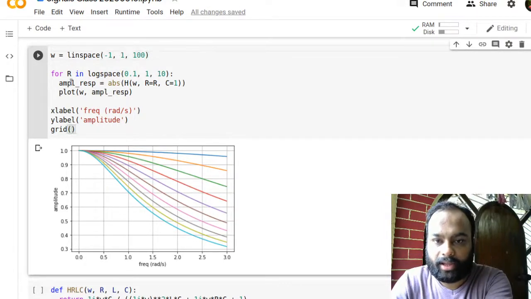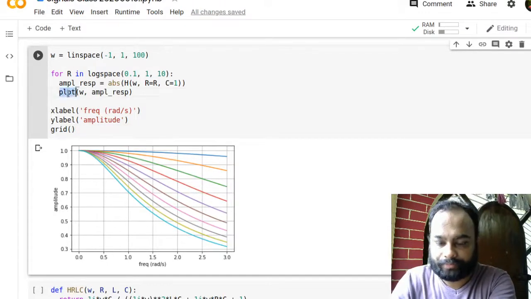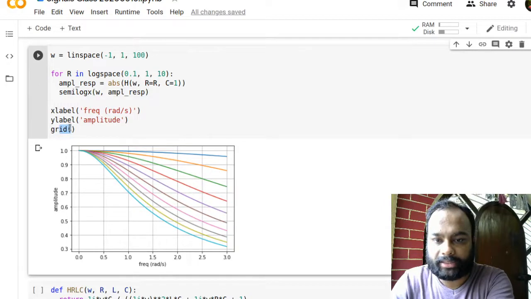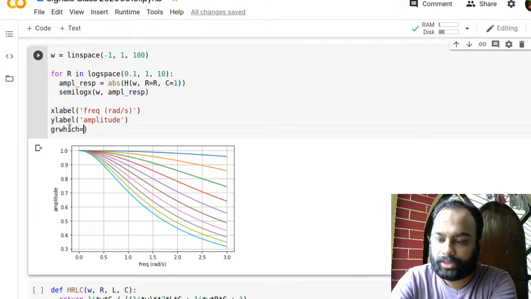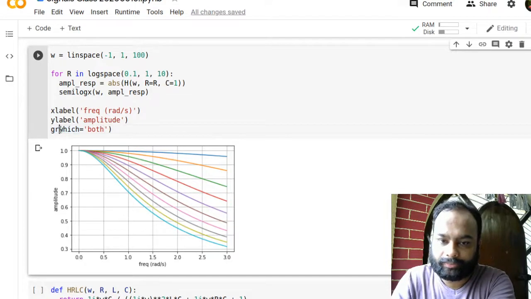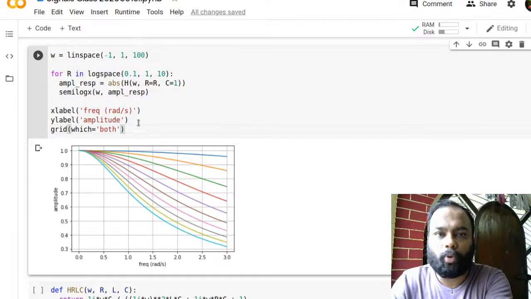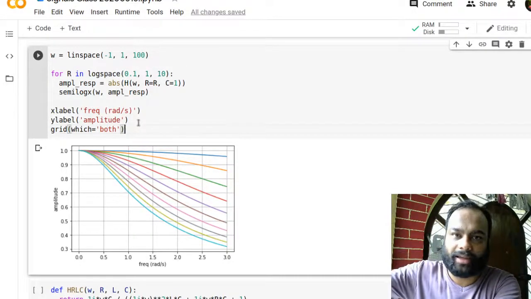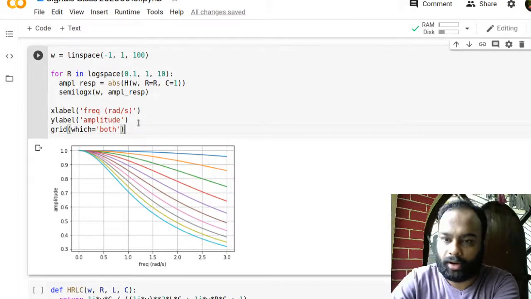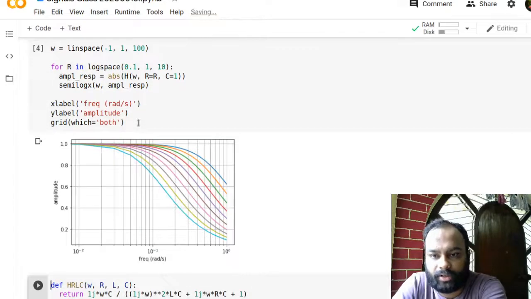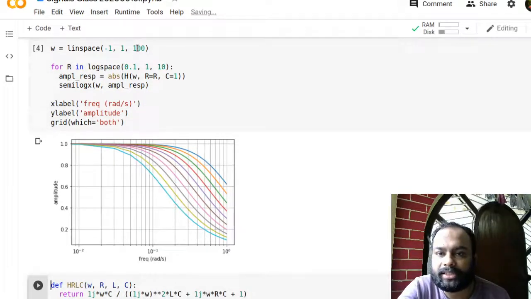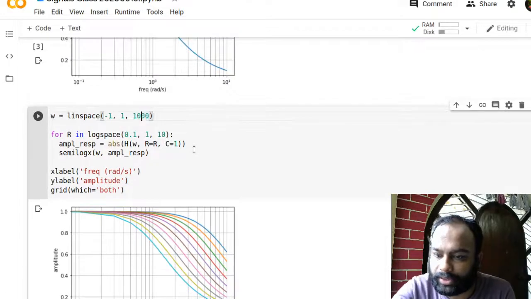And here, instead of doing plot, I have to do semilog x and axis which equal to both. And this which equal to both actually gives you the proper axis labeling, right? All the lines are properly drawn. That's the thing. There are no other differences. Okay, let me just increase the number of intermediate points we have.